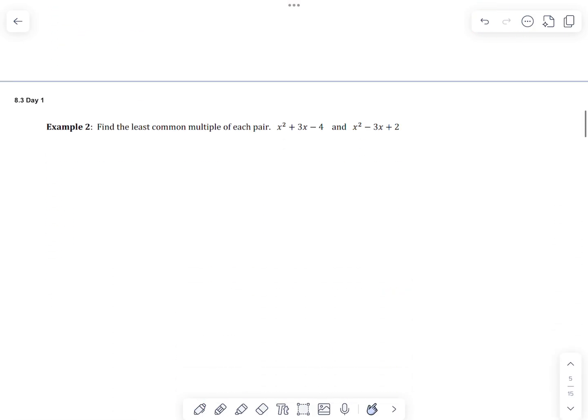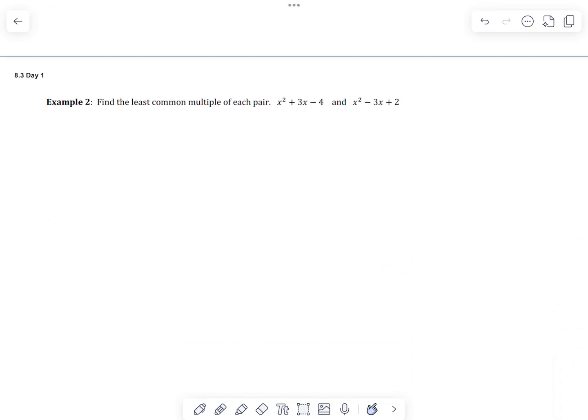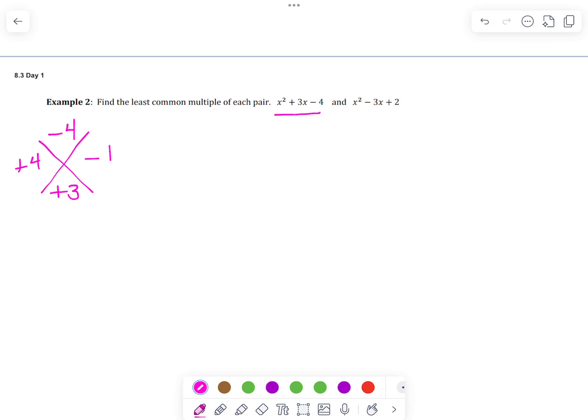So let's go ahead and show you an example. So we have a polynomial of x squared plus 3x minus 4. Let's go ahead and factor it. So we have our diamond, -4 and +3. So then we look for what are the factors of -4 that add to +3, and that is +4 and -1. So that is the factor of x plus 4, x minus 1.